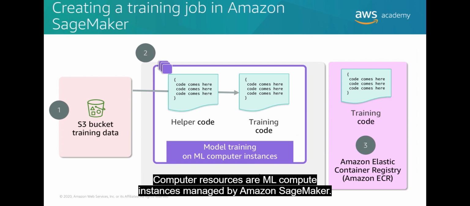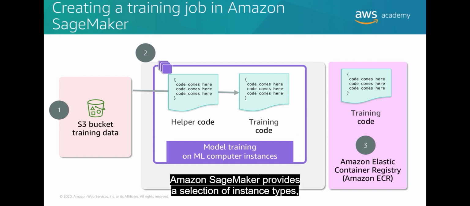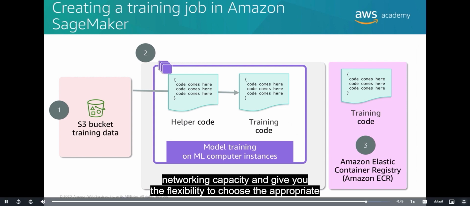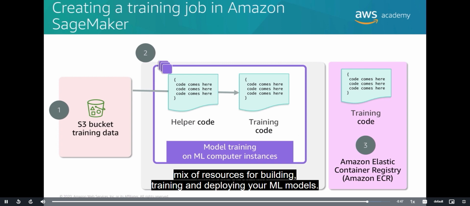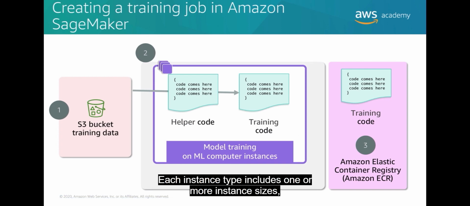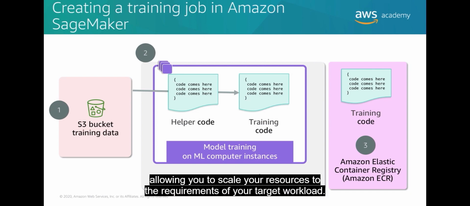Compute resources are ML compute instances managed by Amazon SageMaker. Amazon SageMaker provides a selection of instance types optimized to fit different machine learning use cases. Instance types comprise varying combinations of CPU, GPU, memory, and networking capacity, and give you the flexibility to choose the appropriate mix of resources for building, training, and deploying your ML models. Each instance type includes one or more instance sizes, allowing you to scale your resources to the requirements of your target workload.